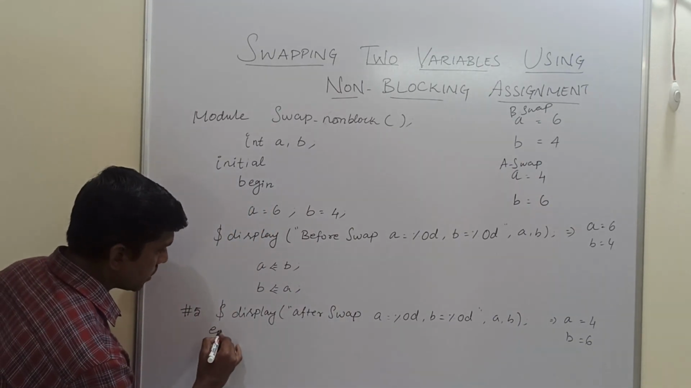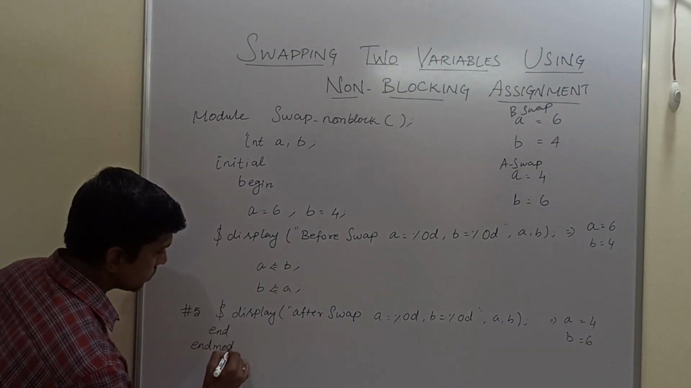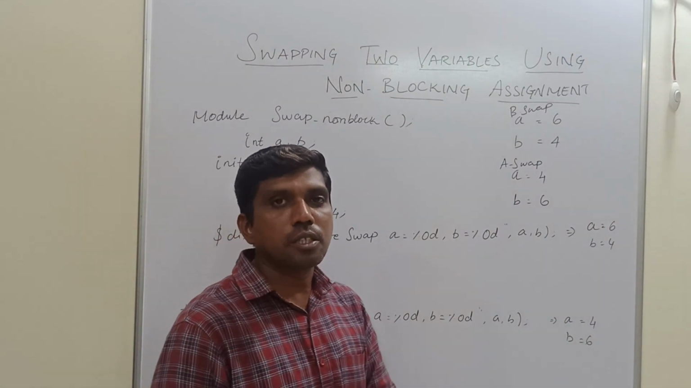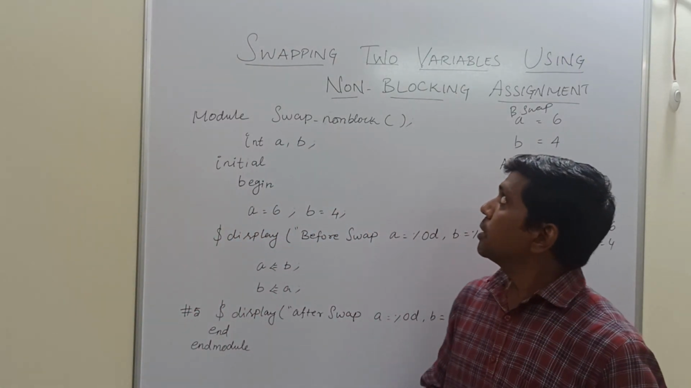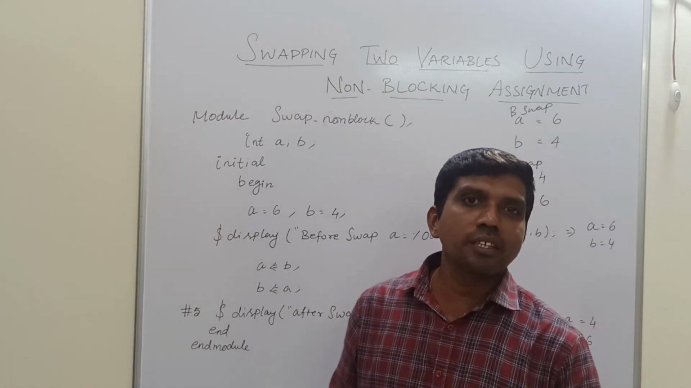Then end, end module. So this is the simple program to swap two variables using non-blocking assignment. I hope you understand the concept very well.